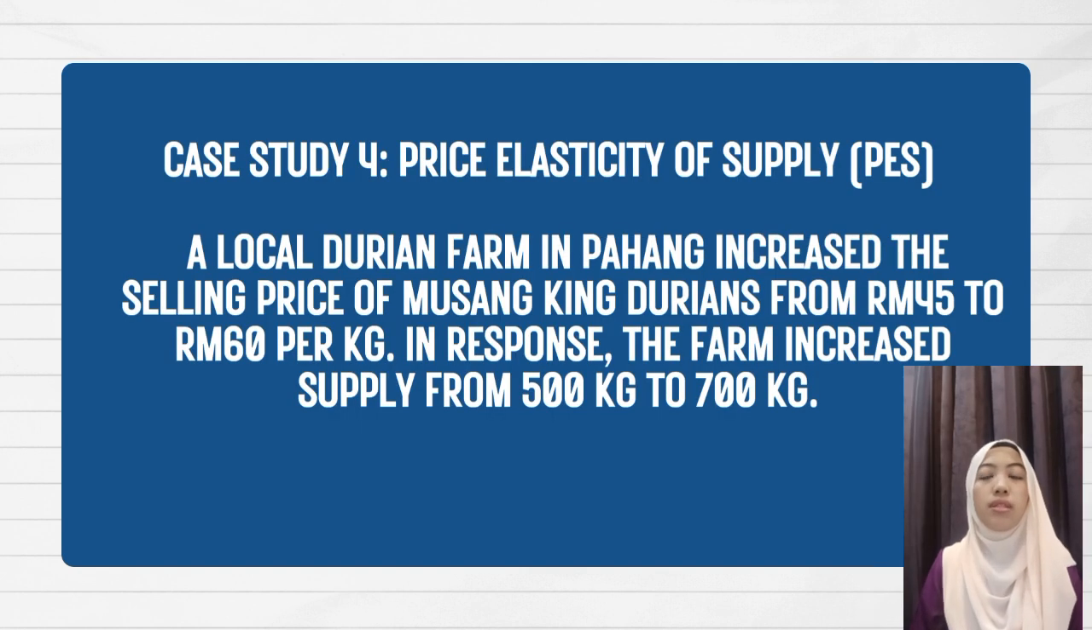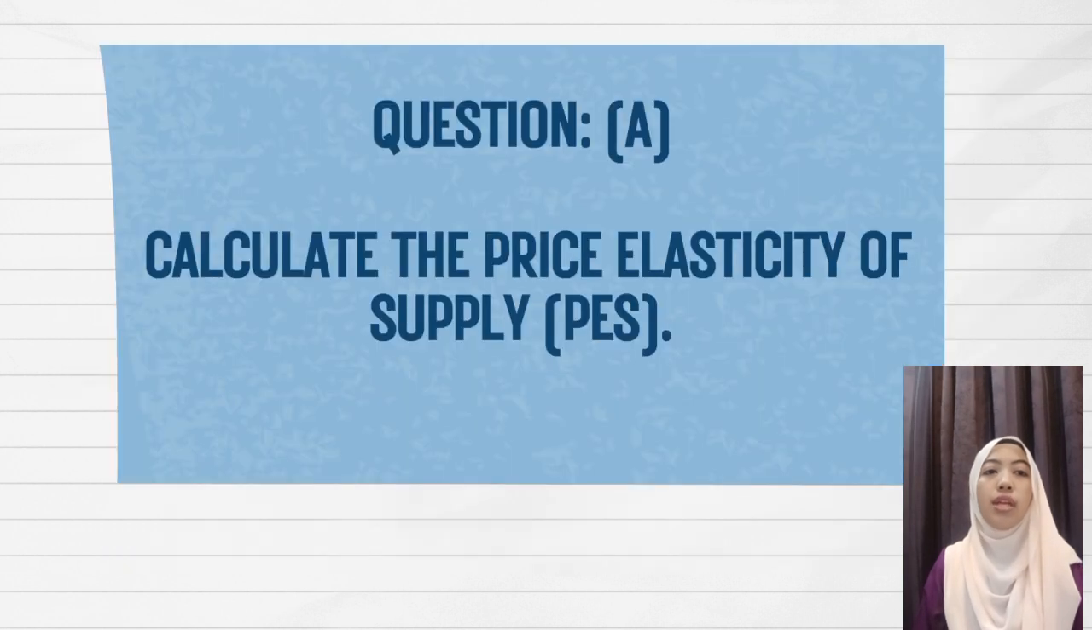Now, let's talk about case study 4. Price elasticity of supply. A local durian farm in Pahang increased the selling price of Musang King durian from 45 ringgit to 60 ringgit per kg. In response, the farm increased supply from 500 kg to 700 kg. Question A. Calculate the price elasticity of supply.